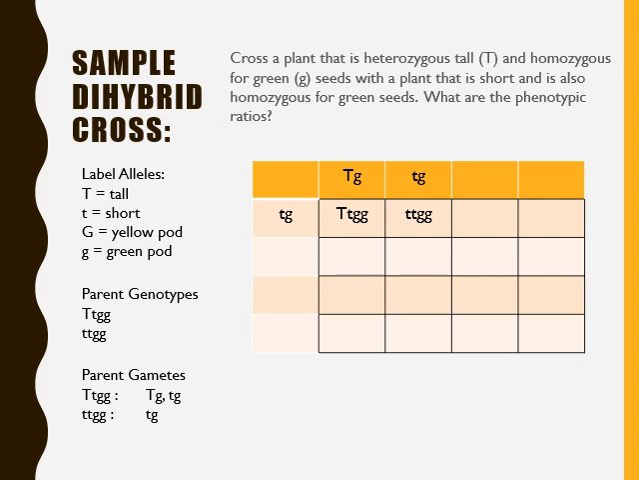So figure out your ratios. Genotypic ratio is not asked for. Phenotypic ratio is 1 to 1: a tall green to a short green.